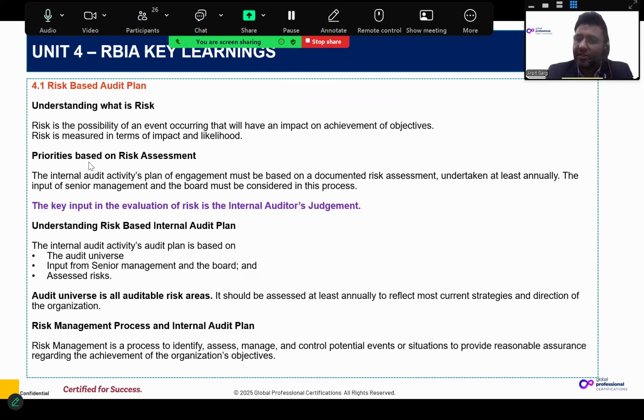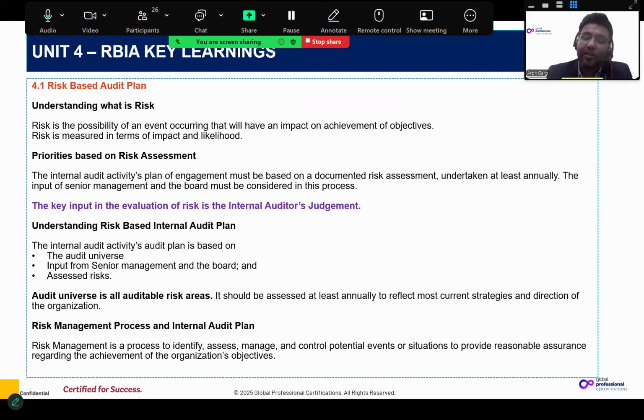People, priorities based on risk assessment. As I said, in the risk-based audit plan, the priority is based on risk assessment. The internal audit activity's plan of engagement must be based on a documented risk assessment. Can you all see that? This risk assessment should not be informal, it should be documented. What does the standard say? The standard says that the internal audit plan of engagement must be based on a documented risk assessment undertaken at least, what is the frequency? Annually. Right. So people, please take that as a note. What is the minimum frequency to do the risk assessment?